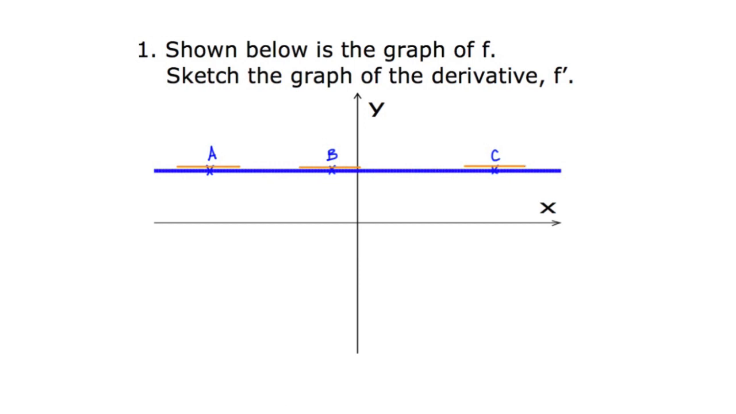So my conclusion will be that the derivative graph will be the line y prime is equal to 0. And I'm going to go ahead and draw that in green. Let's take a look at the next slide.